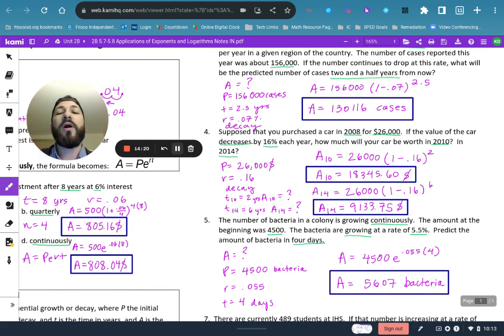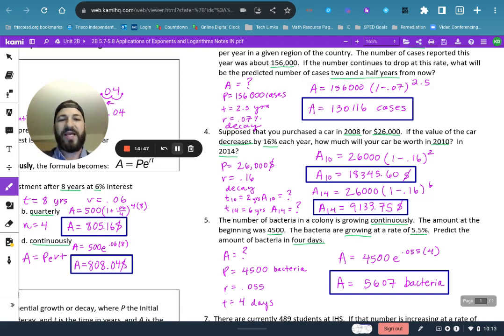Looking at number 4, suppose that you purchased a car in 2008 for $26,000, and the value of the car decreases, so again we're talking decay, by 16% each year. How much will your car be worth in 2010? And how much will your car be worth in 2014? So start with 26,000. The rate is going to be 0.16, not 1.6, because we're moving the decimal twice. That would be a little big for an R value.